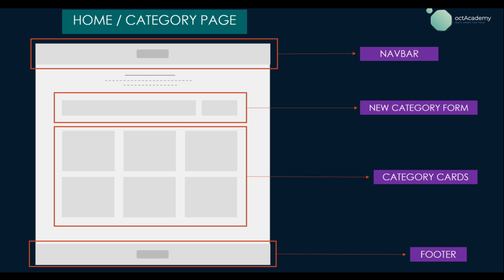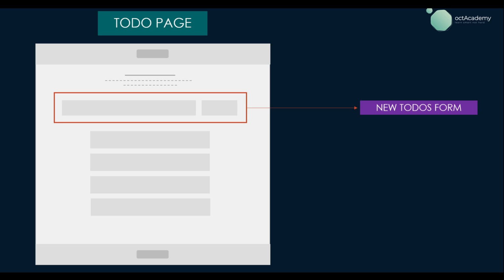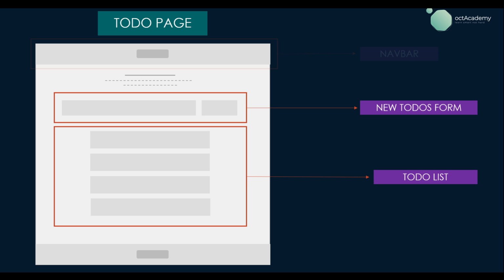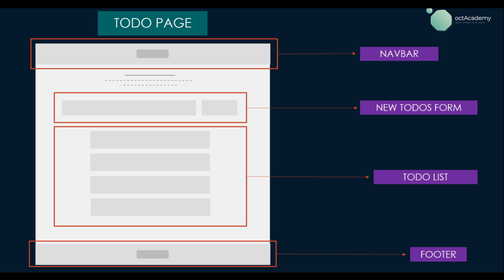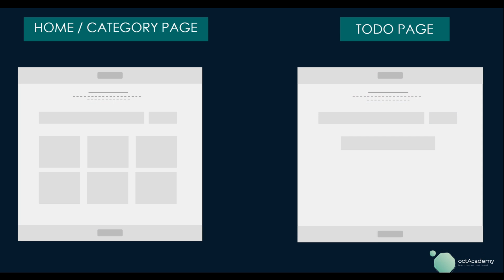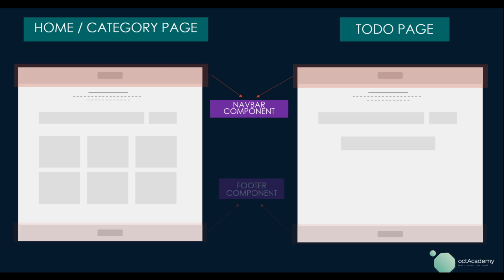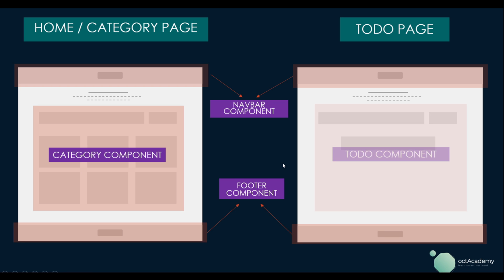So if I click one of these category cards, this will open the To-Dos page, and this will show the list of To-Dos saved under this category. And also here we can see the navbar component as well as the footer component. So our To-Do app components are the main app component, navbar component, and the footer component. These two components will be shown inside these two pages, the category component and to-do component.